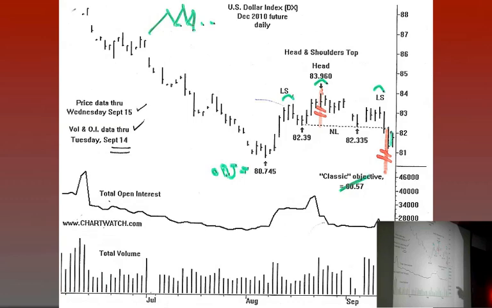So let's ask the question, where did the price up move before this head and shoulders top appeared on the chart? Where did that start? You see where it started? It started at that low, 80.74 and a half. So actually, since 57 is below 74 and a half, I really shouldn't take that. I should say this is the objective. We're going to attack this low at 80.74 and a half.